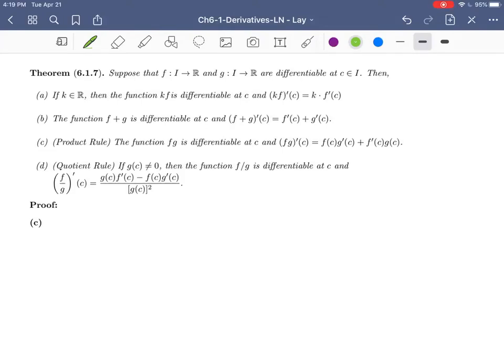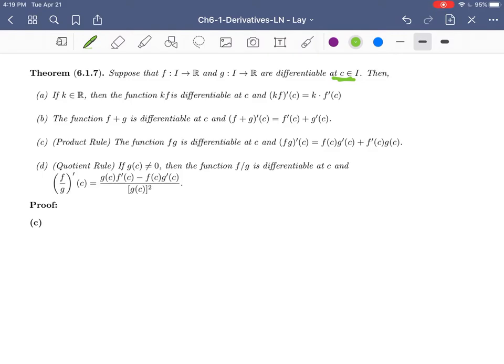In this video, we're going to take a look at some derivative rules, and we will prove the product rule. All right, so let's take a look at some examples, or at a theorem. Suppose that f is a function from an interval I to R, and g is also a function from I to R, and those are both differentiable at this value c in that interval.